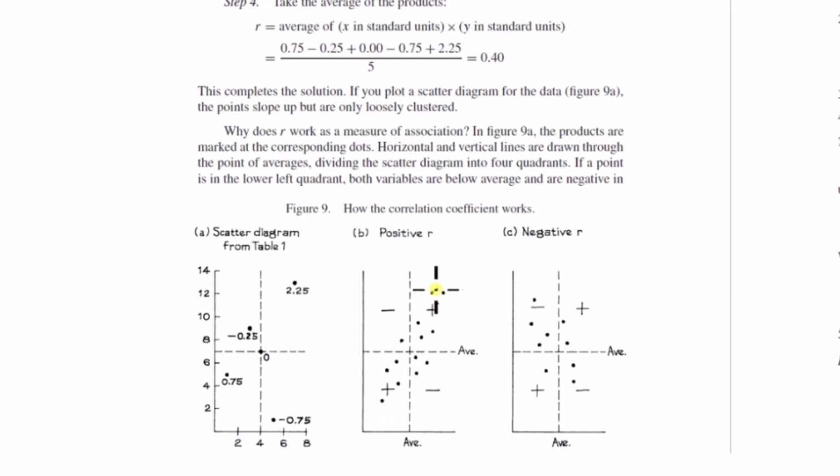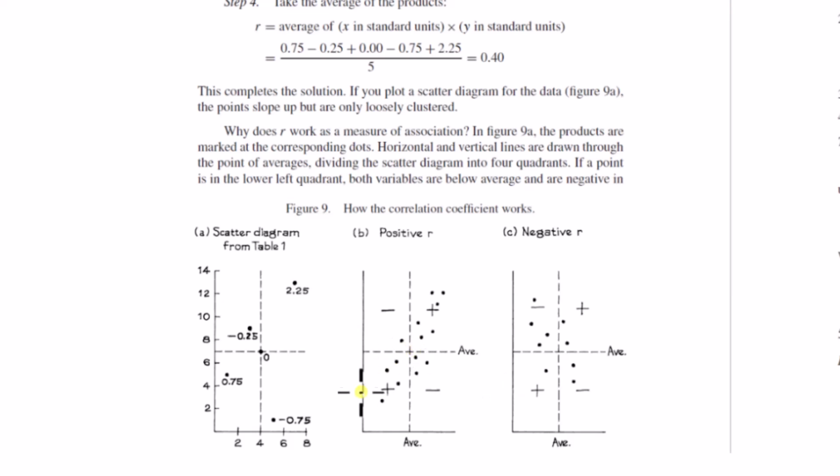Here, both variables are above average and in standard units, both are positive. And then here you're going to have some alternation between the standard units being positive or negative, where one variable is above average and the other is below average. It's the same idea here with the quadrants.